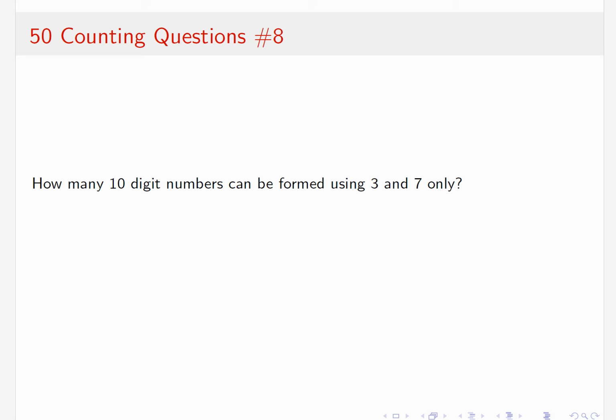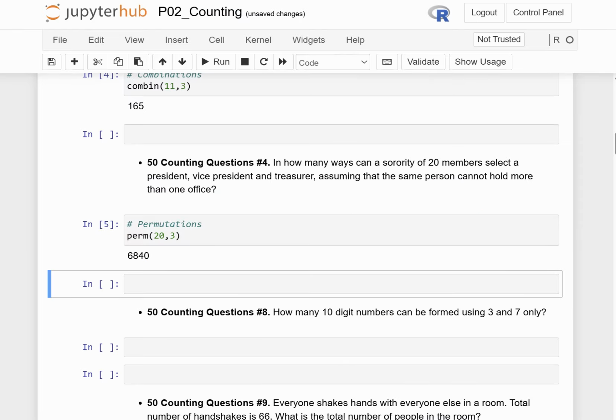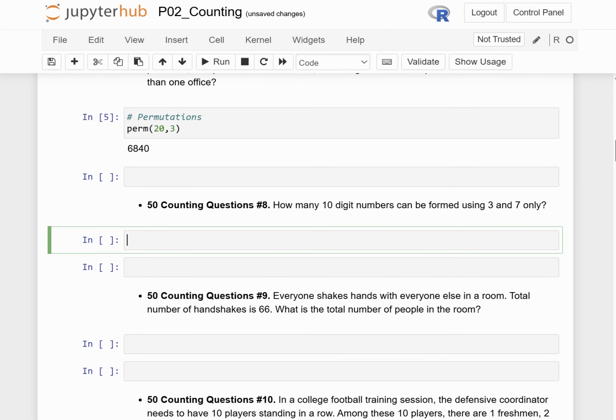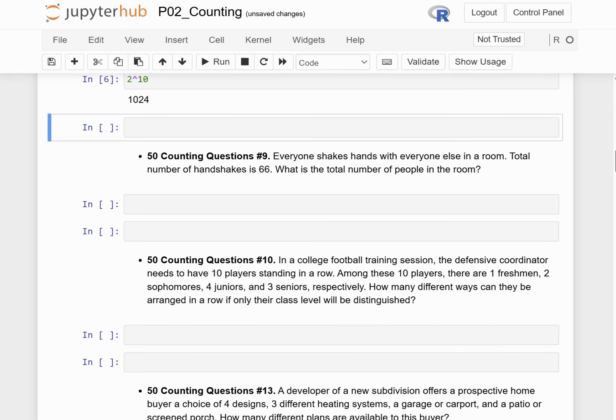We're actually in base 2, right? We're only allowed 2 numbers, the 3 and the 7. It doesn't matter whether you call them 0 and 1 like you would if we were in base 2, or if you call them 3 and 7, there's only 2 of them, right? And so the idea here is simply that there's 2 to the 10th binary numbers with 10 digits. Okay. And to remind you, we just use the caret symbol in our notebook and get the exact same thing.